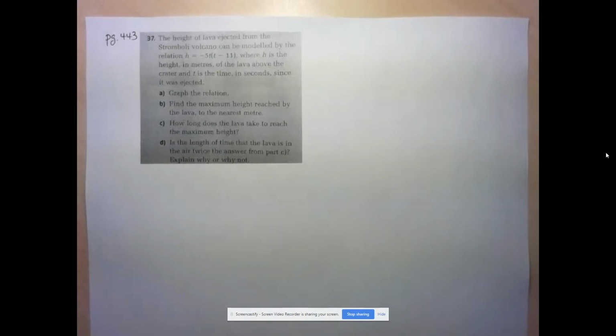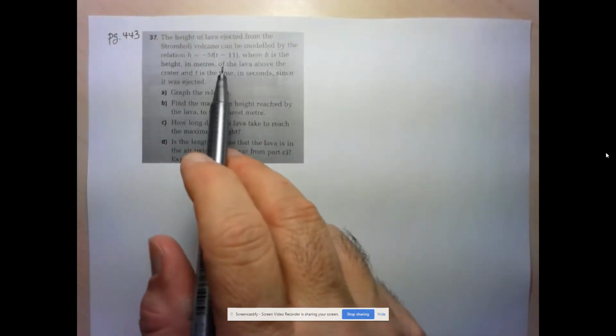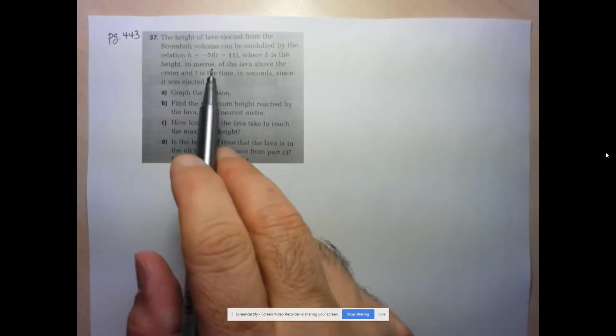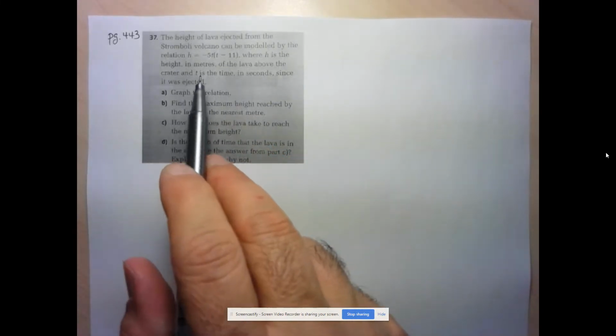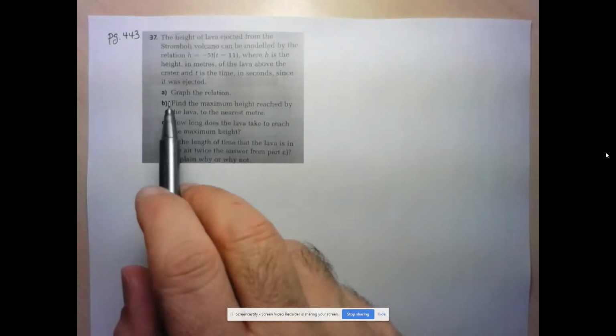Hi folks, we're going to take a look at page 443, number 37. So let's take a look at the question. It says that the height of lava ejected from a volcano is modeled by this equation, where h is the height in meters of the lava above the crater and t is the time in seconds since it was ejected. So graph the relation.